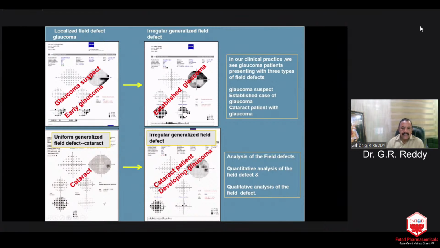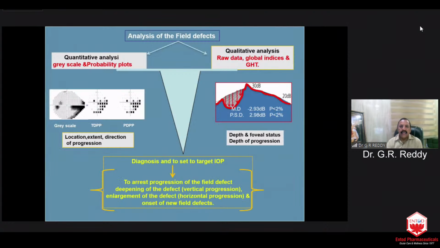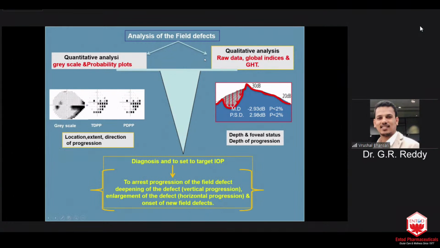In the case of cataract associated glaucoma, the fields will help us decide when to do trabeculectomy alone, when to do cataract surgery alone, or when to do combined procedures. So we have to analyze the field defects, the glaucoma field defects.